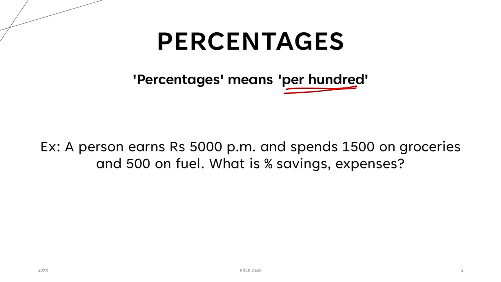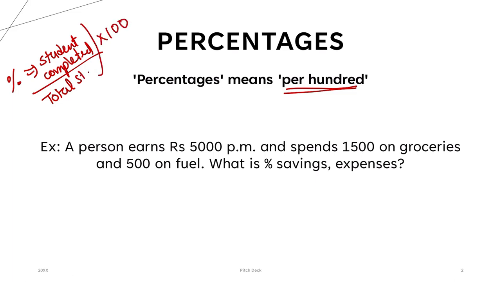Now, how do you calculate the percent? Suppose, as in the last example, how did you calculate the percentage? What did you do? You put the students who completed their homework divided by total students in the class, multiplied by 100. This is the formula. Whatever you want to calculate the percentage of, put that number on top, divided by the total number in the group, into 100.